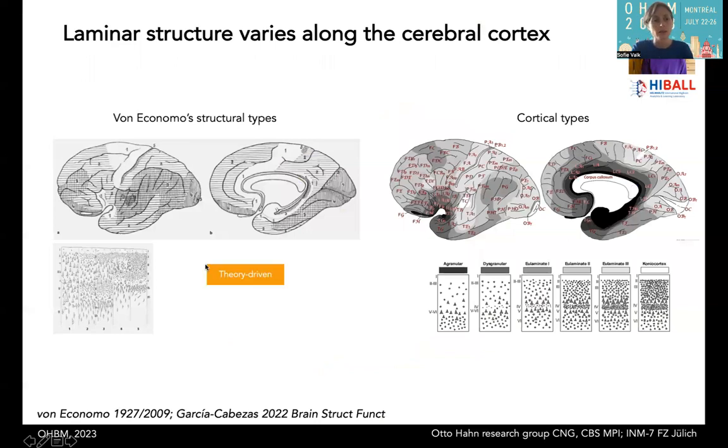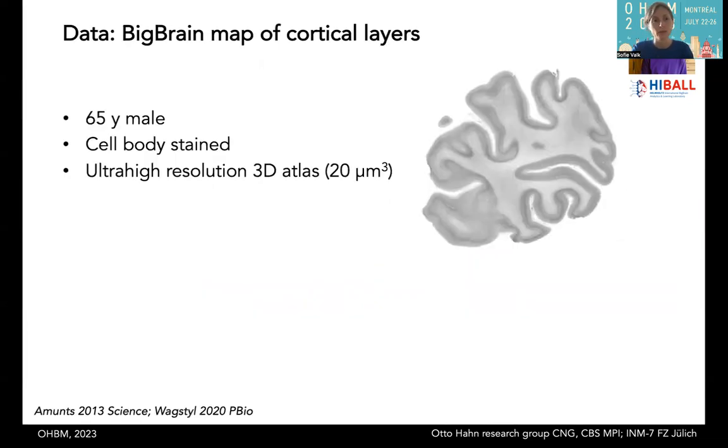It has been shown indeed that there is variation in the cortex in terms of its laminar profiles. However, this is often theory driven and has a low sampling rate. And here we wanted to look at the whole brain and how it's variable. And for this, we use data-driven approaches, which I will explain to you now.